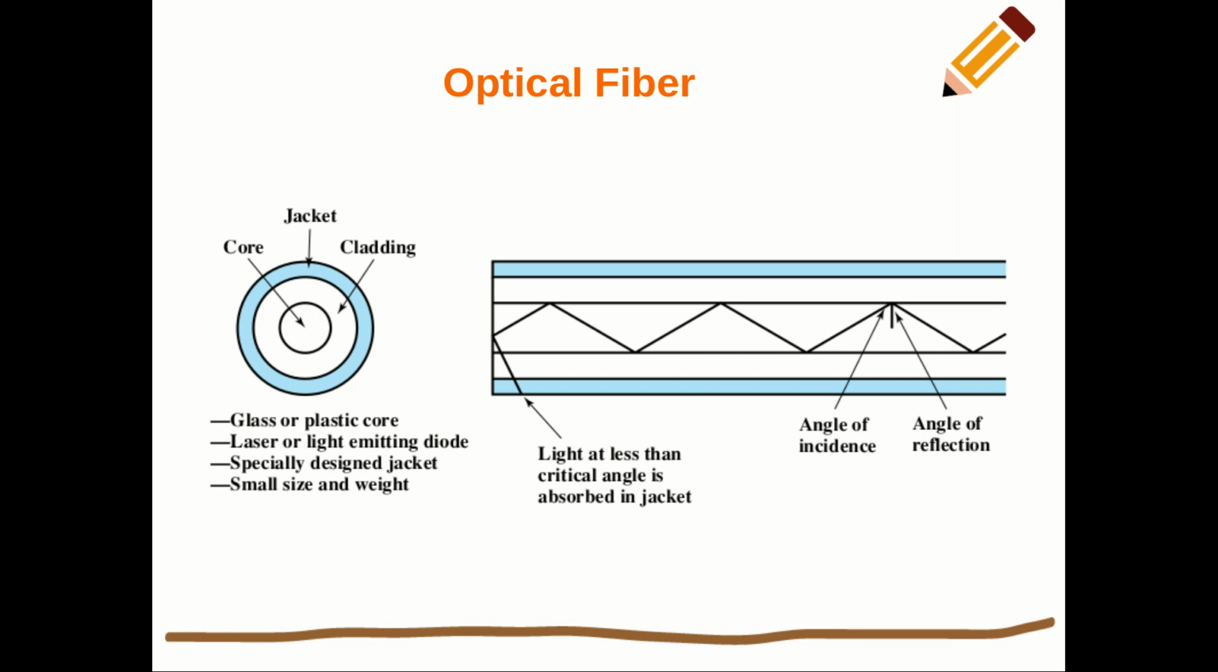Here you can see that inside we have a core. Over that core we have cladding. Then there is an outer jacket. Now inside the core, the basic principle of optical fiber is total internal reflection, and that we will see. By using some light emitting source, the light will be injected into the core, and that terminology I will explain later.